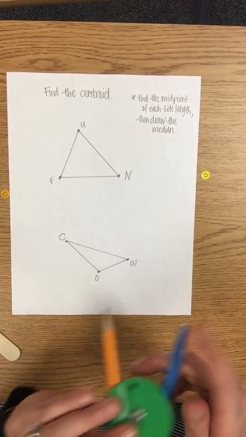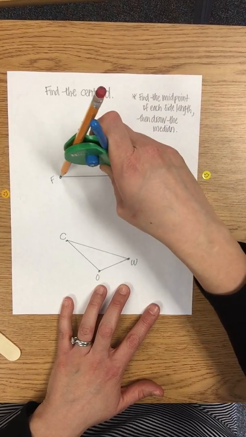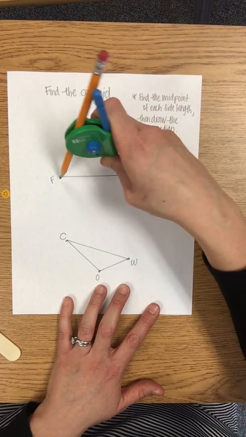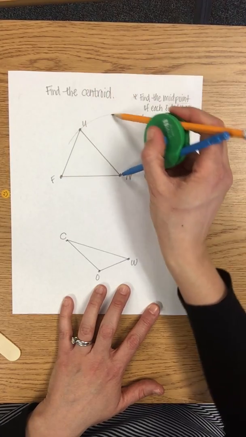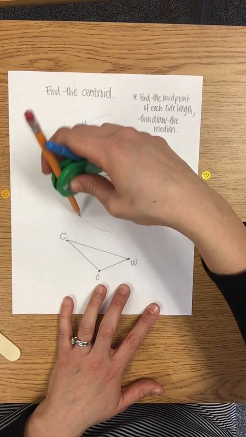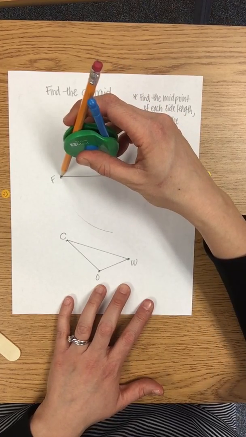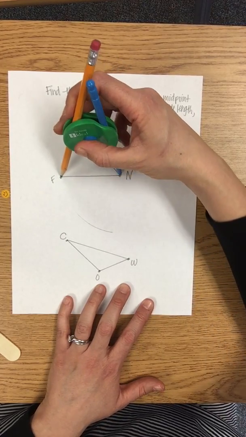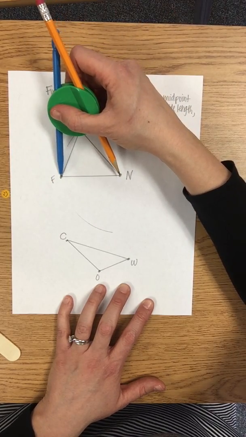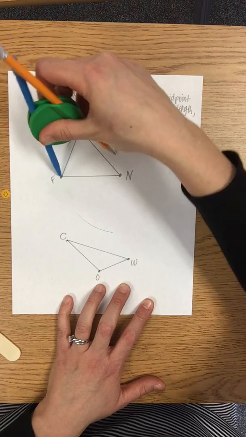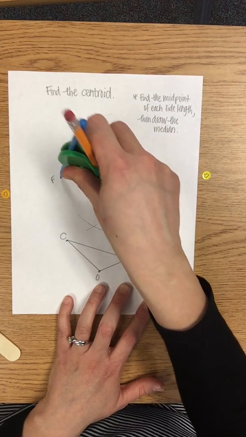Let's start with line segment FN. I'm going to put my compass tip on N and my pencil tip on F. I'm going to make a mark above the line segment and below. Now today I'm going to be limiting the number of marks that I make. I'm just going to make my arcs. I'm going to flip the compass in my hand, putting my compass tip on F and my pencil tip on N. I'm going to intersect those two other arc measurements with the arcs that I have.